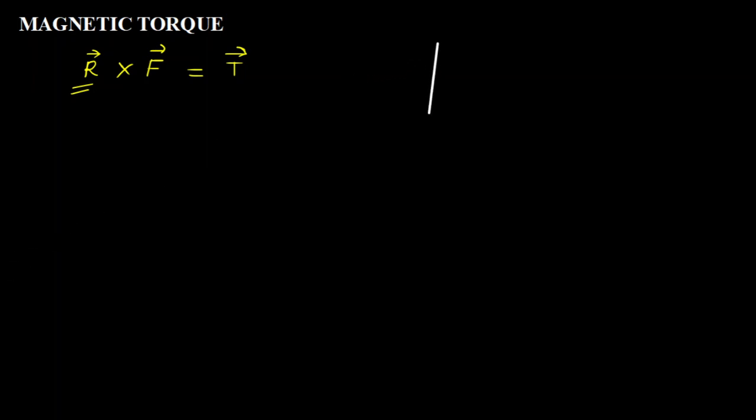If I consider a three-dimensional coordinate system, it can be any coordinate system, and I have a force acting somewhere here at this point. You know that the force will have some direction. So from this point, the force is acting in some direction like this. This is my F vector acting at this point.